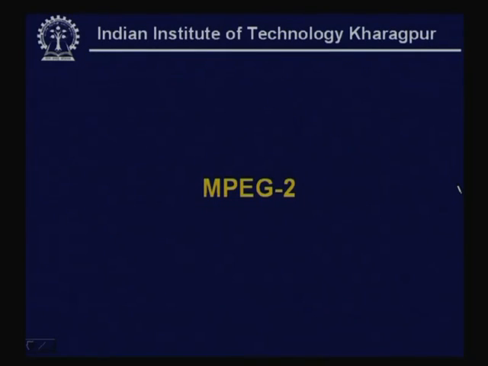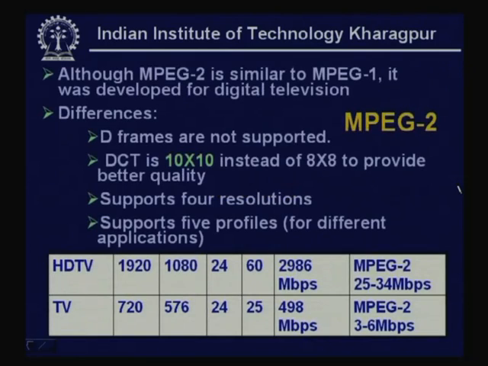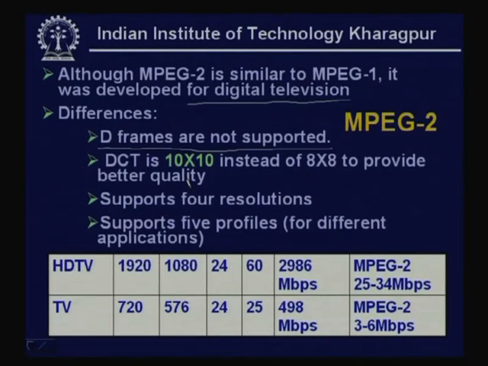Now, let us consider MPEG-2. Although MPEG-2 is similar to MPEG-1, it was developed for digital television, and of course, in this case D frames are not supported, because usually in television you do not really do fast forward or anything of that kind. So, D types of frames are not really required, and to have better quality, DCT is 10 bit by 10 bit instead of 8 by 8 bit that is used in MPEG-1.